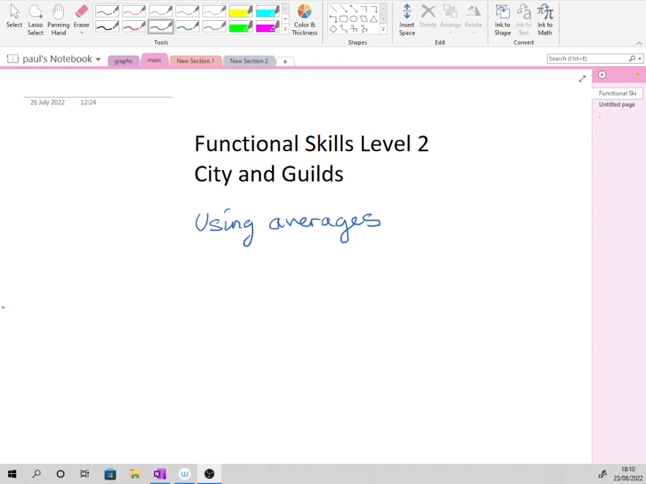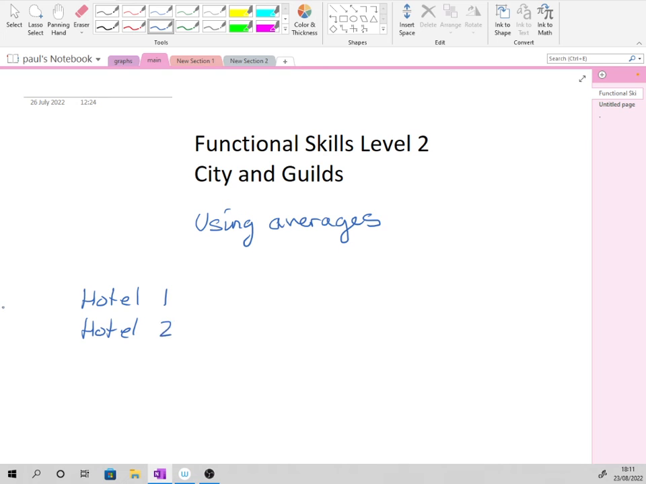Right, this is where we're going to make the questions a little more complicated. Using averages, there might be mean, median, mode, range, or any of those four. And what we do is we use our knowledge of how to calculate various averages to compare different data, different information. For example, we've got hotel 1 and hotel 2.